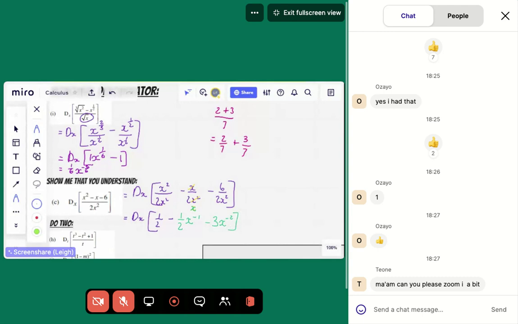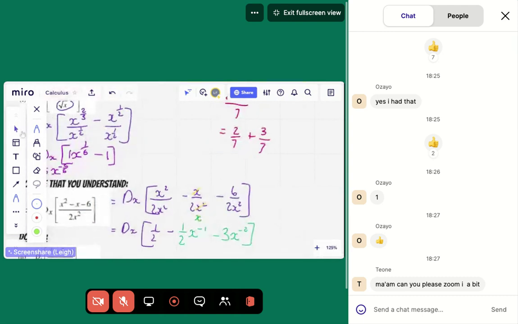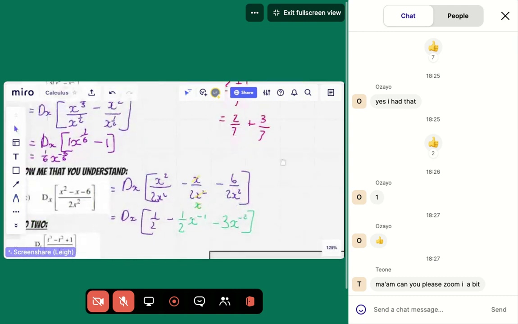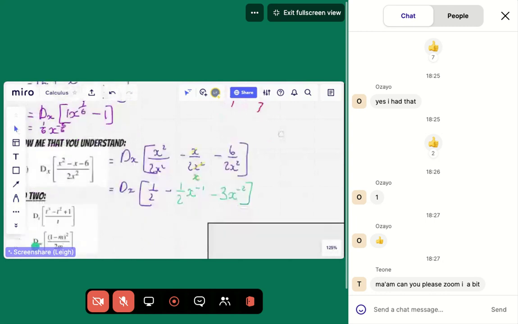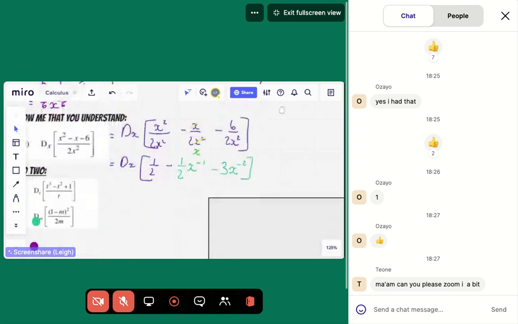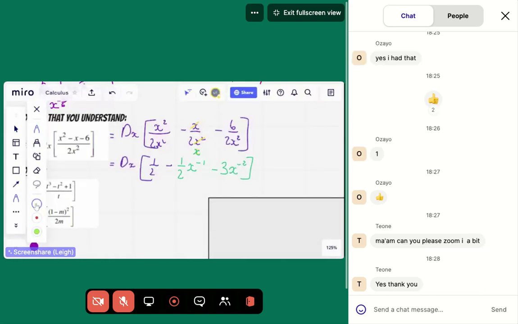Okay. You want me to zoom in a little bit? Okay. Is that better, Tioni? Can you see a bit better? Okay. Pleasure, Tioni, not a problem.